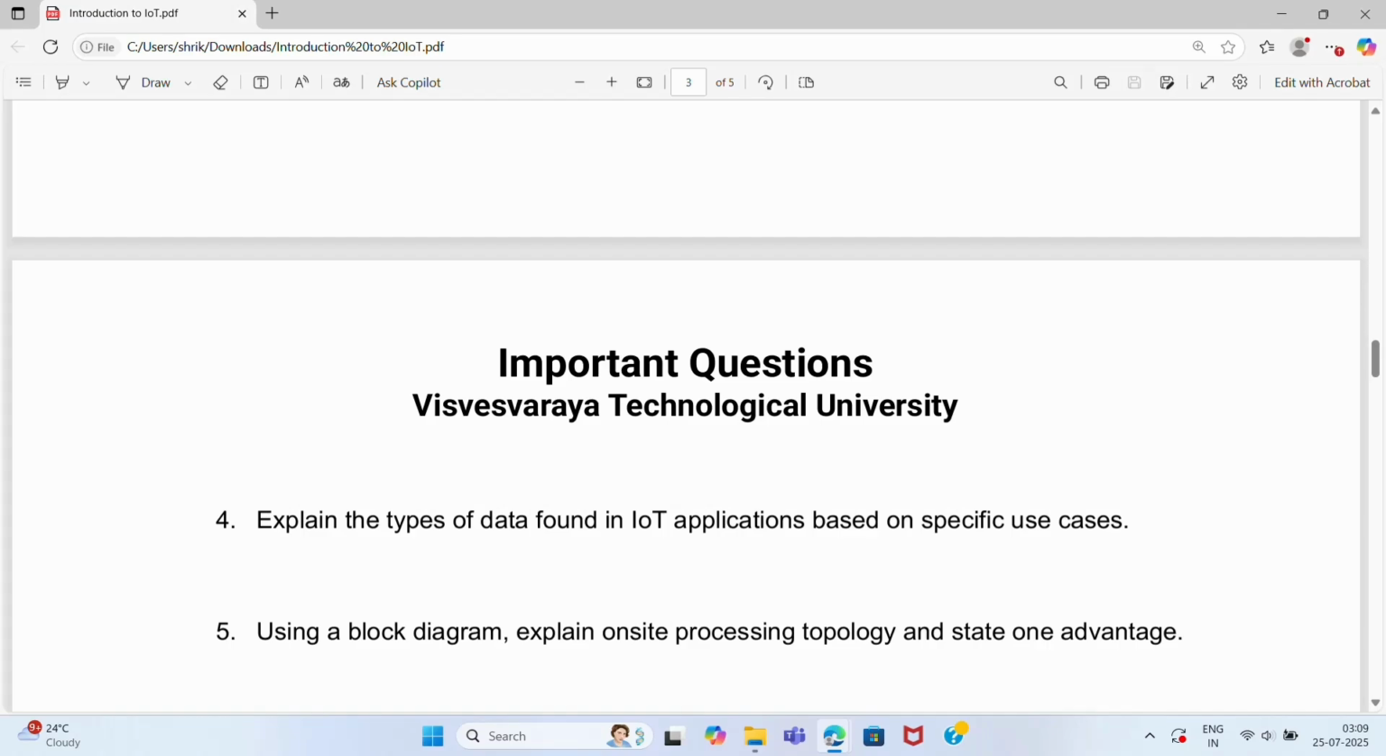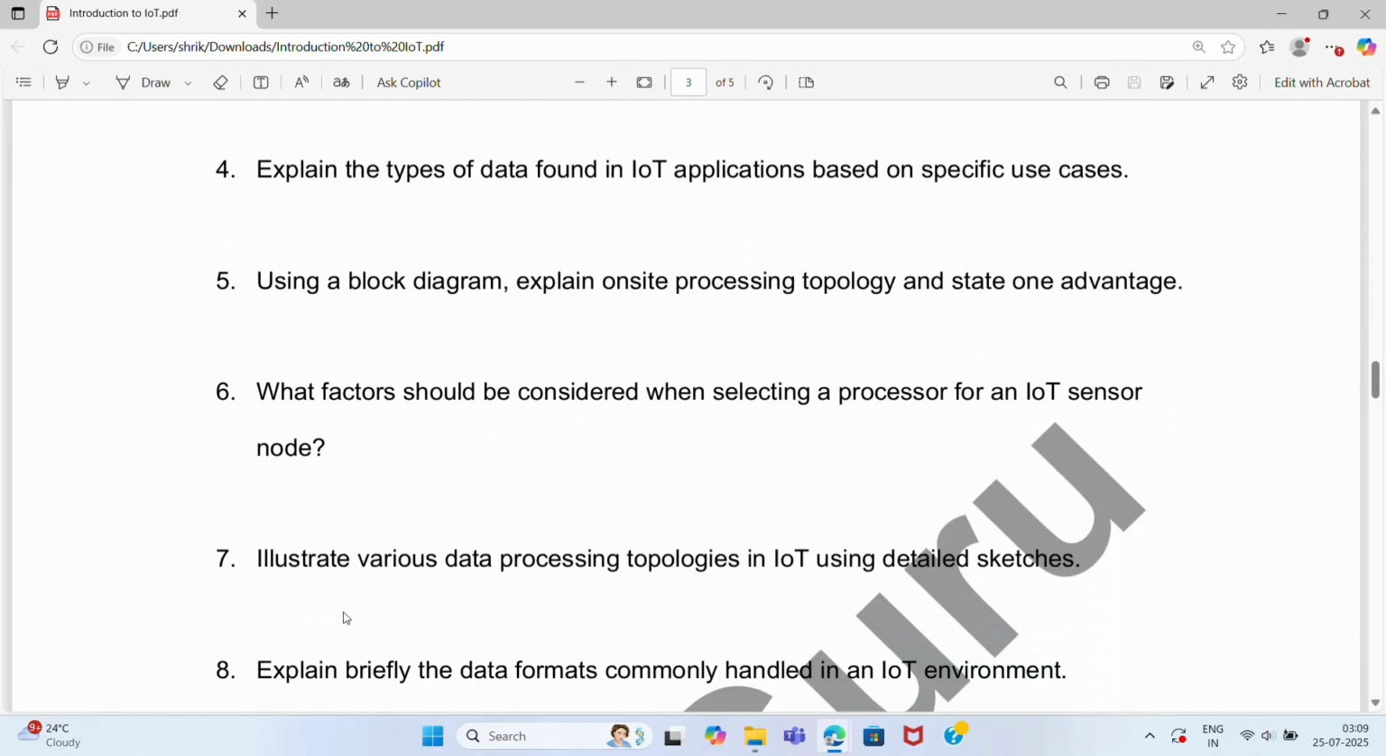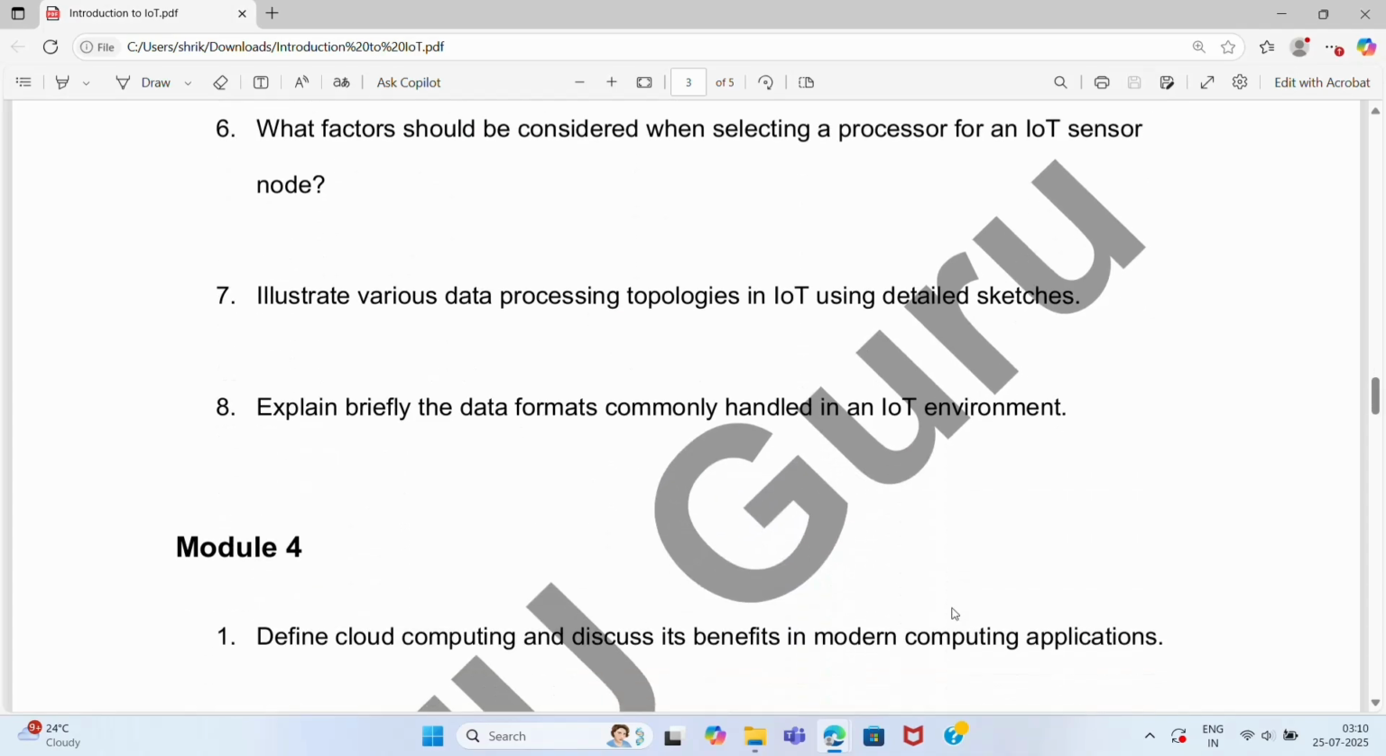Using a block diagram, explain on-site processing topology and state one advantage. What factors should be considered when selecting a processor for an IoT sensor node? Illustrate various data processing topologies in IoT using detailed sketches. Explain briefly the data formats commonly handled in an IoT environment.